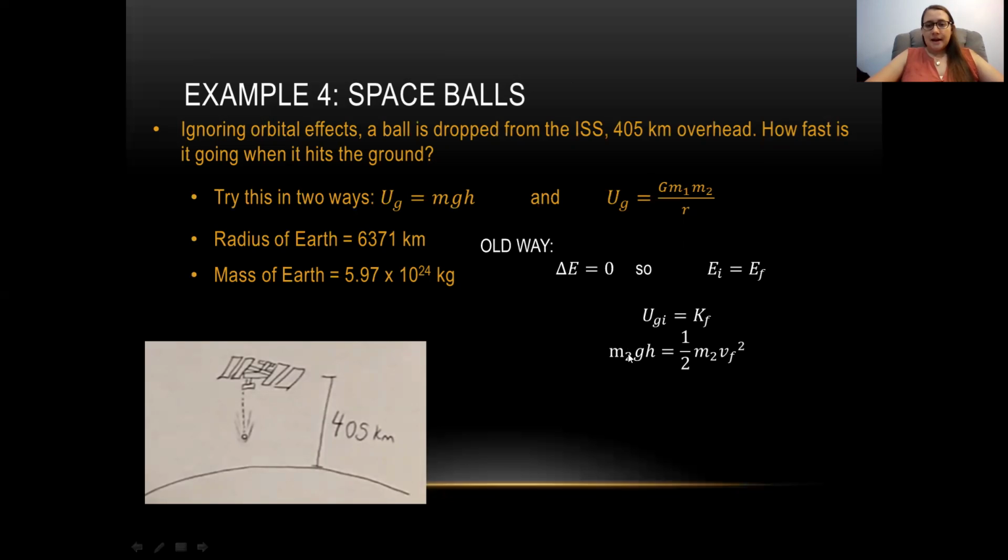So it's mass times g times height, and I'm using a lowercase m because we're talking about the mass of the ball, not the mass of the Earth, equals 1/2 times the mass of the ball times its final velocity squared. So once we plug all of those numbers in, do our math, algebra magic, we get a final velocity of 2,817 meters per second. Okay, that's according to our old method, our conservation of energy. Keep that number in mind.